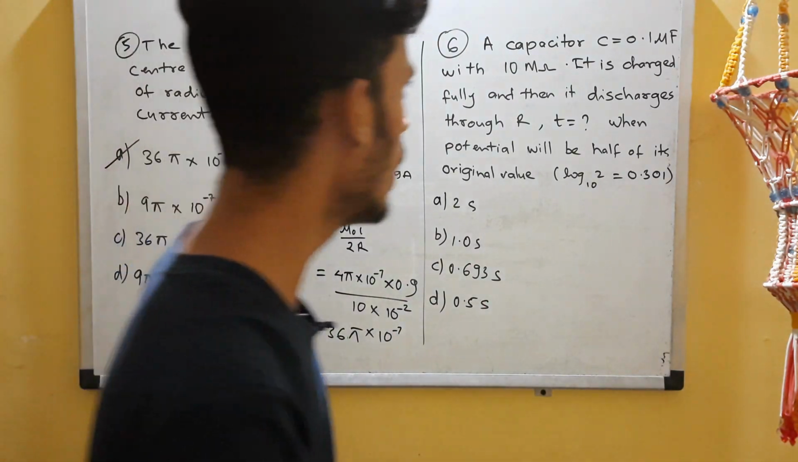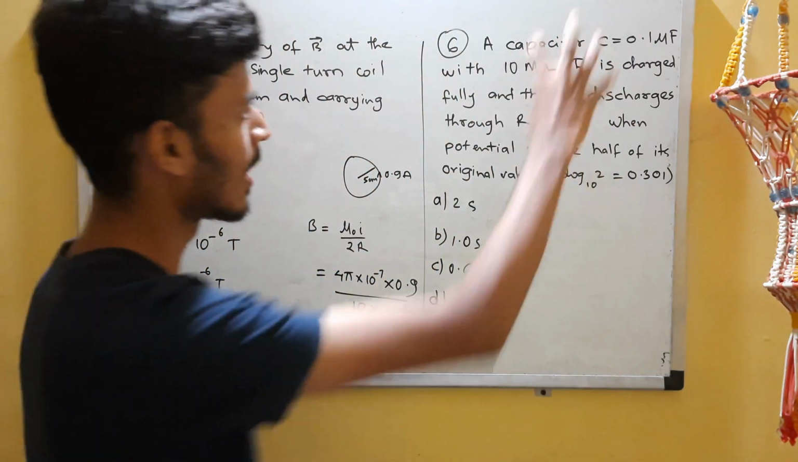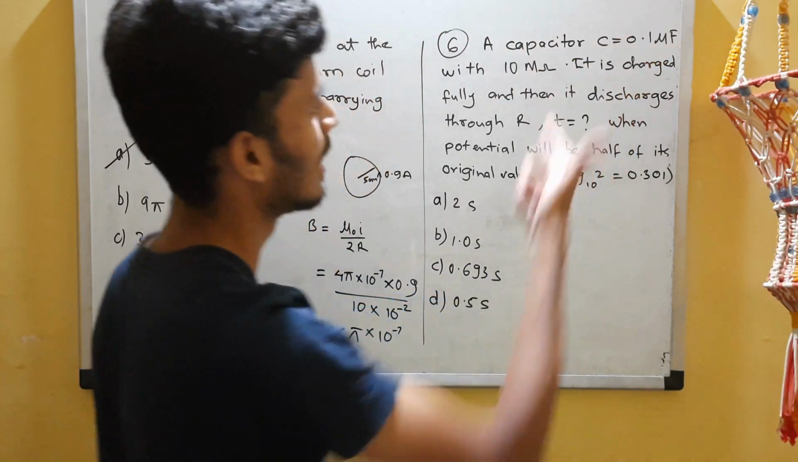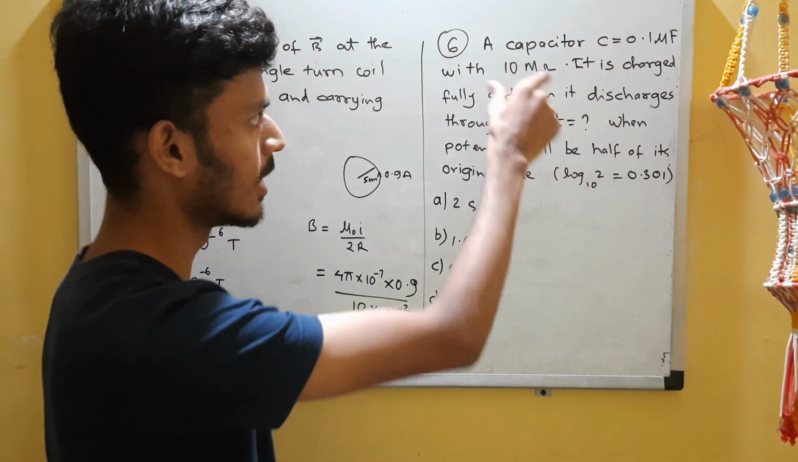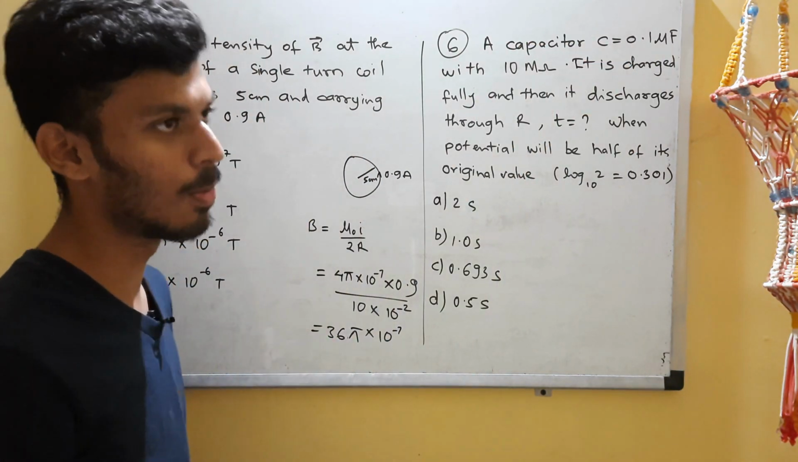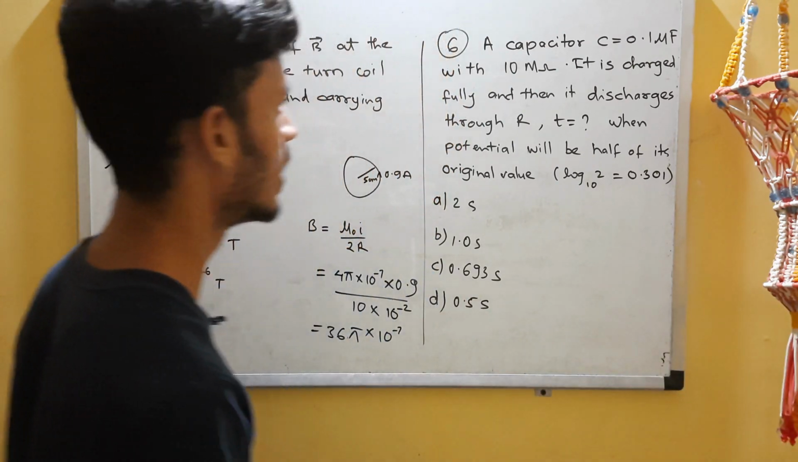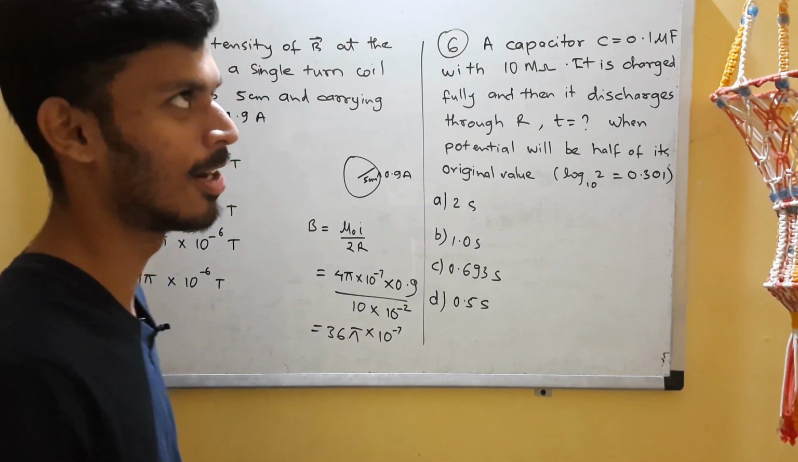Pretty simple. Now this one is not simple. Let's see, a capacitor of this capacitance is connected in series with a resistor of this many ohms, it is 10 mega ohms. And mega is basically 10 to the power 6. You can remember million is 10 lakhs, and 10 lakhs is 10 to the power 6.